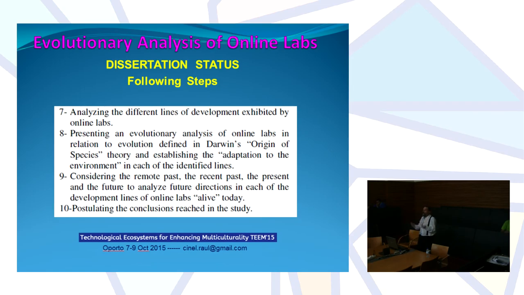What are we going to do after this? We are going to analyze the different lines with the system I presented before, presenting evolutionary analysis in relation with the origin of species theory from Darwin and also the adaptation to the environment, and we are going to make the final graph, the final schedule showing the most important development lines, what will be projected in the future. And of course, we are going to postulate the conclusions that we reach in the study.